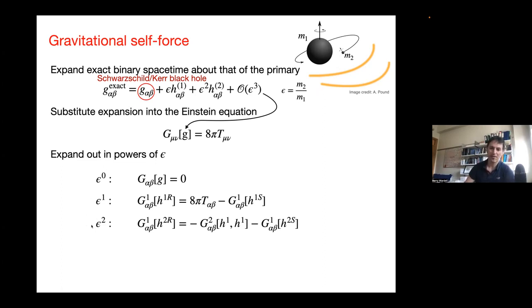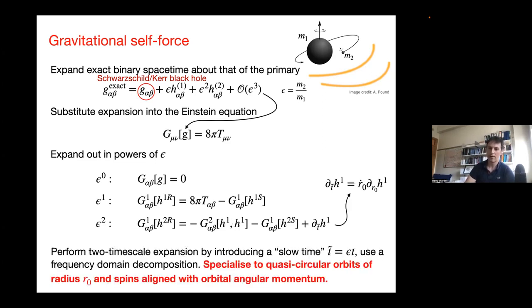If you go to the next order in epsilon, you then get on the left-hand side an equation for H2. Again, this is the same equation, so the same linearized Einstein equation, same operator on the left, but the right-hand side has something more complicated. It has something involving what we've got from first order. And as a technicality, we also add an extra term on here to account for the fact that the orbit is slowly evolving. And we do that using a 2-time scale expansion. So that's the framework for how you do self-force to solve the Einstein equations.